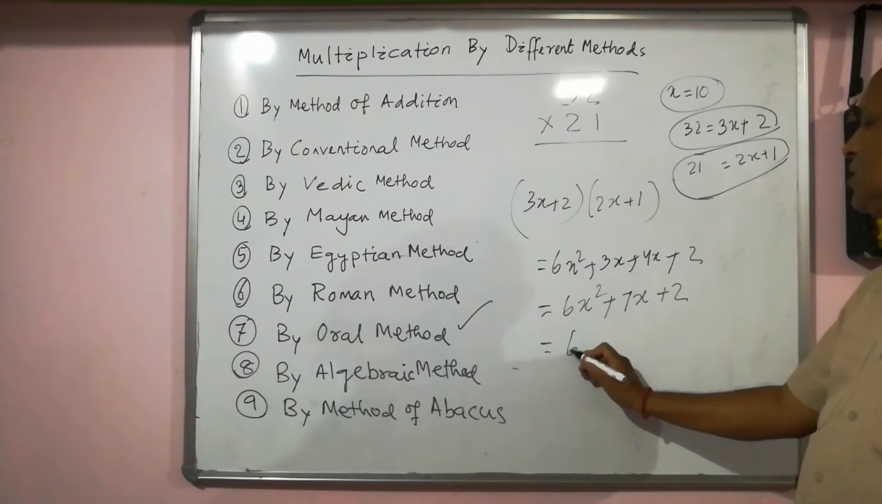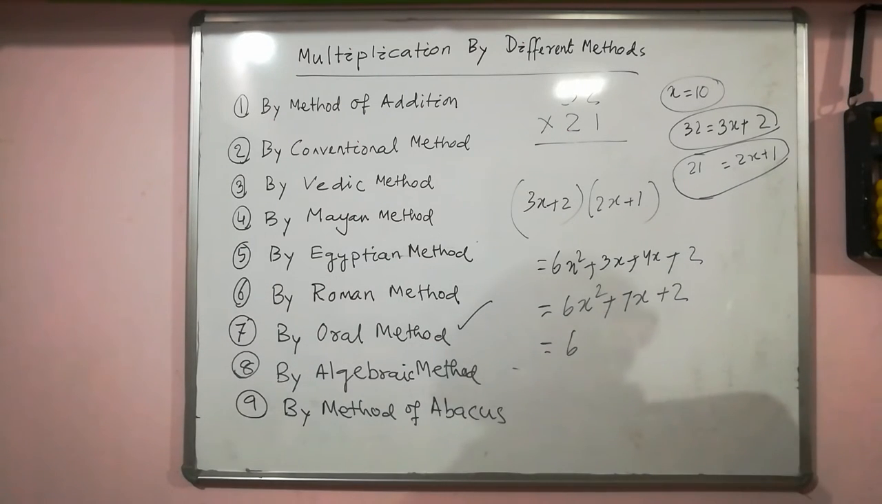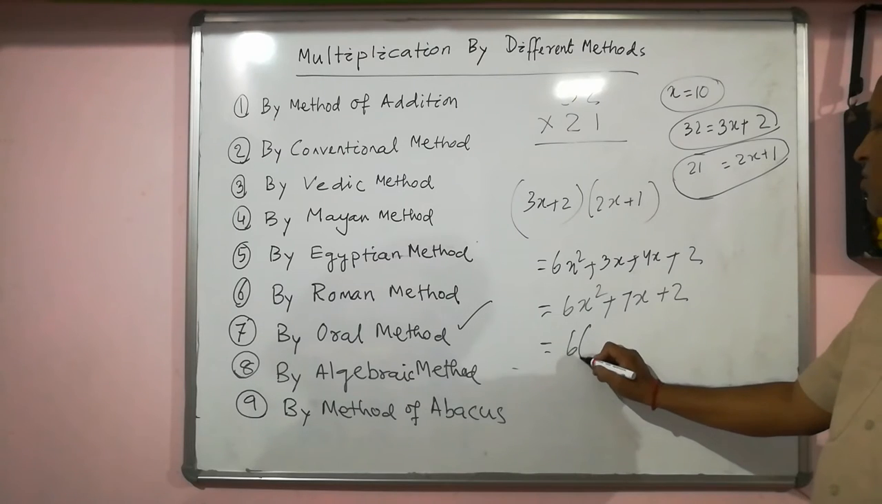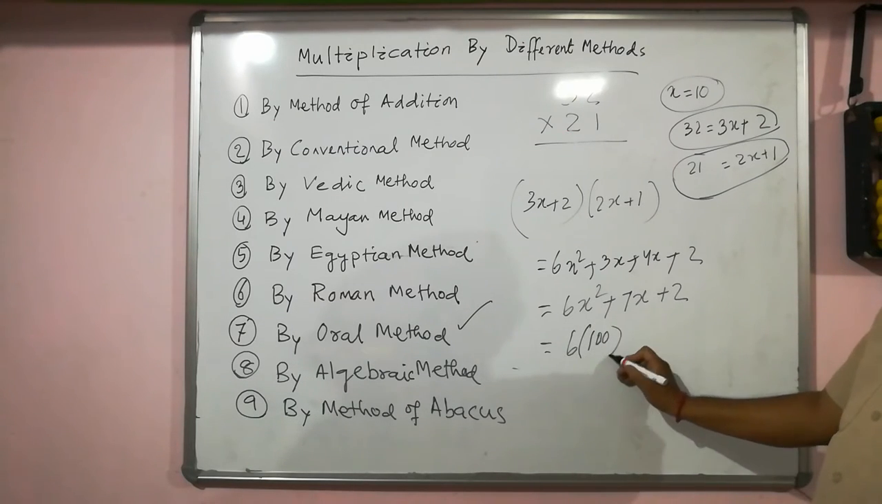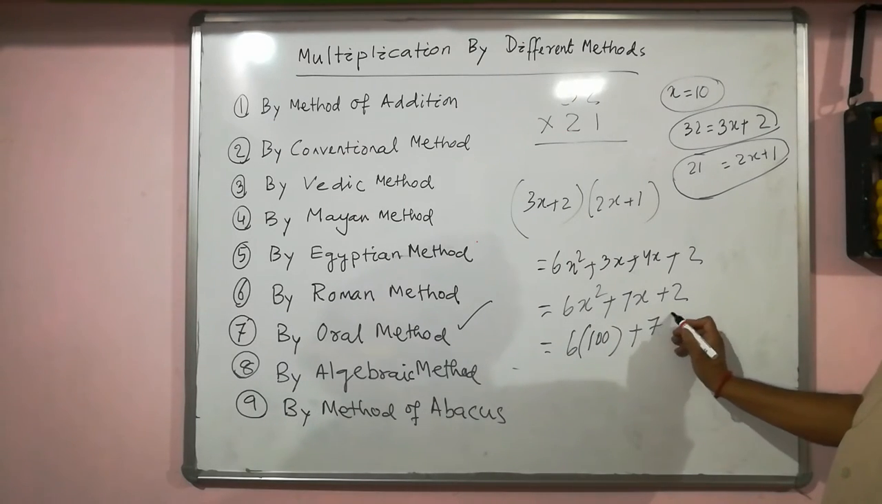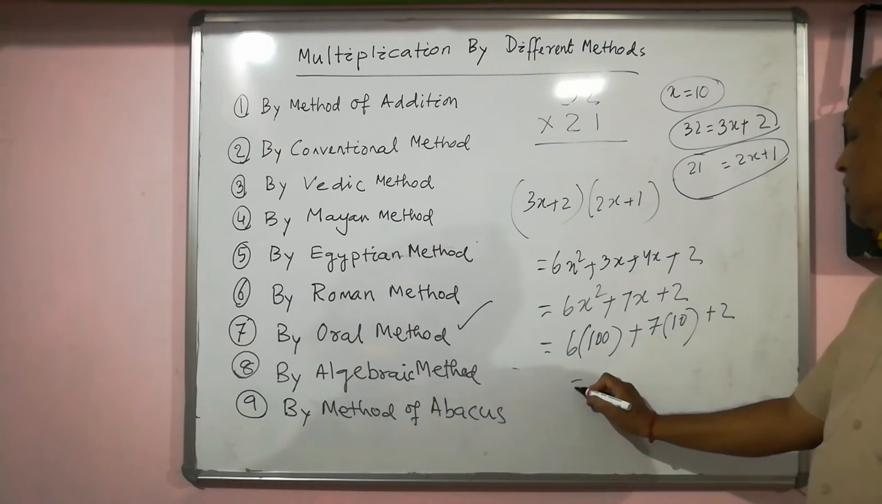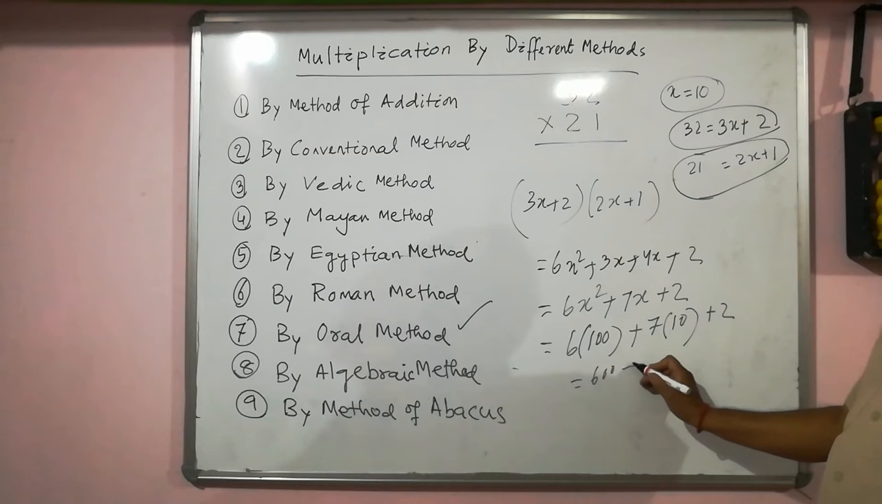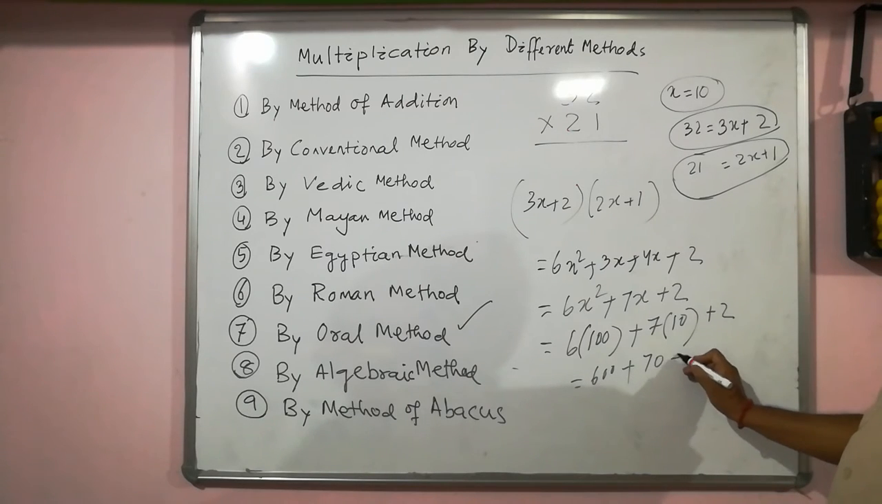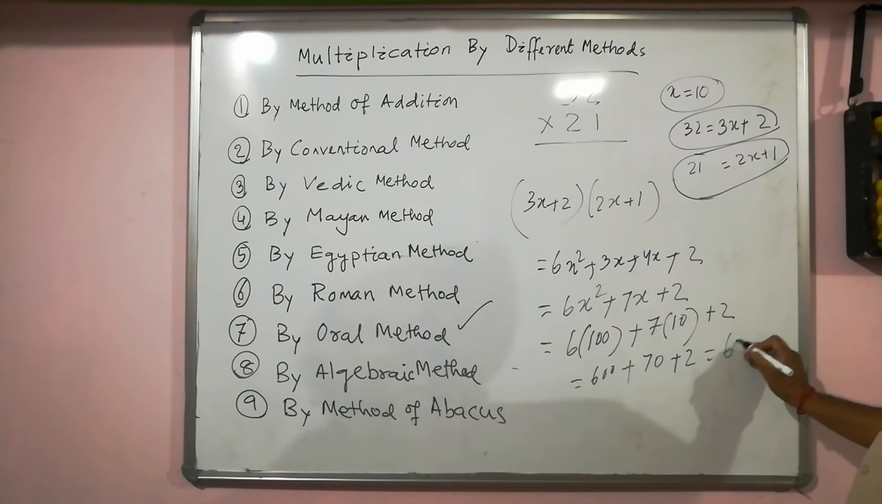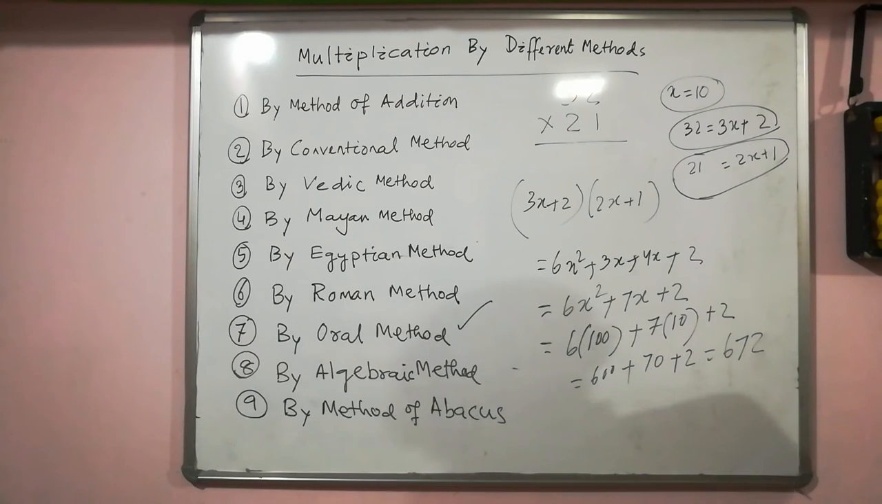So it is 6. What is x? x is 10, so x squared is 100. So 6 into 100 plus 7 into x, which is 10, then plus 2. Then it is 600 plus 70 plus 2 is equal to 672. So this is the algebraic method. It is the same thing, 672.